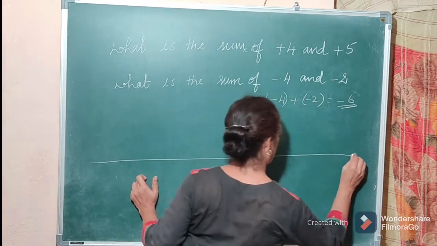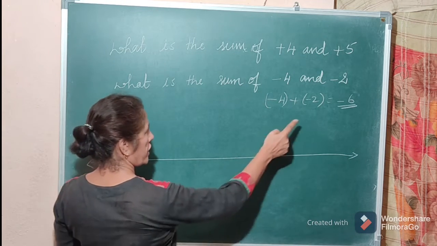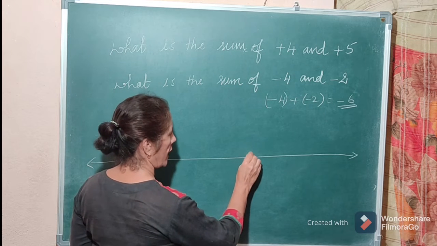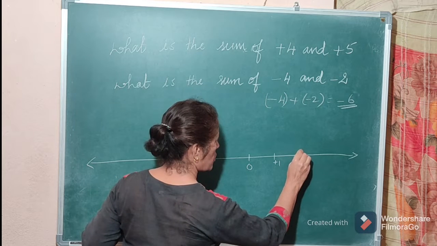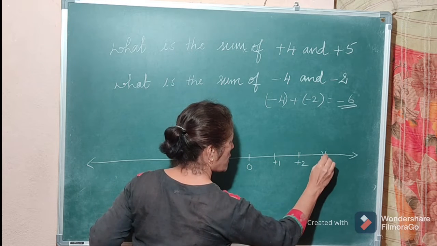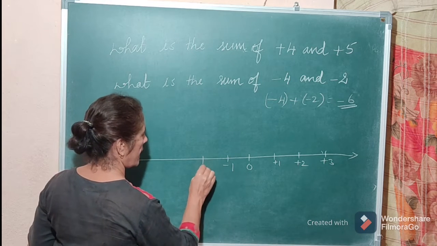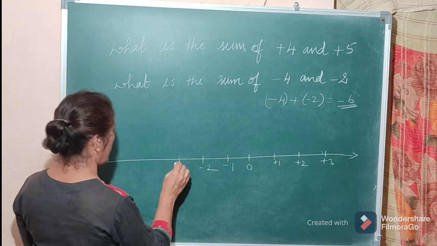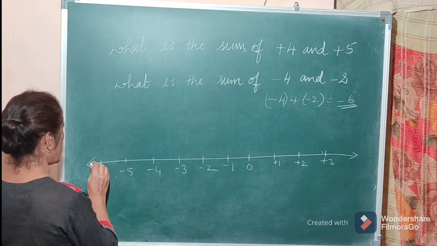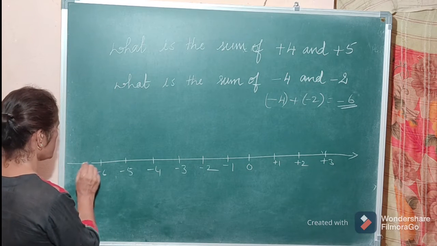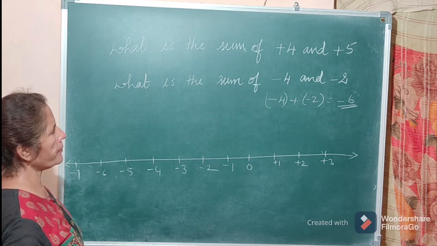So, when you draw on the number line, again I am reminding you, you use the scale. Here I want the minus side more, so I put 0 here. I don't want the positive side, so plus 1, plus 2, plus 3. As you want, you can adjust, okay? Now, minus 1, minus 2, minus 3, minus 4, minus 5, minus 6, minus 7. Now you understood.